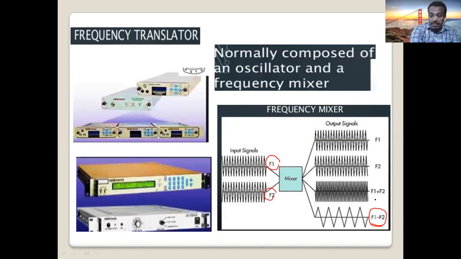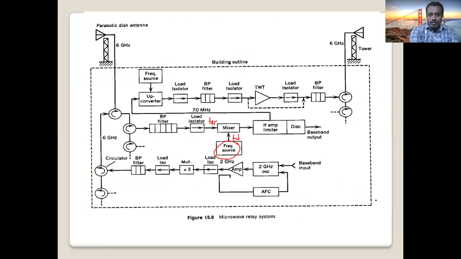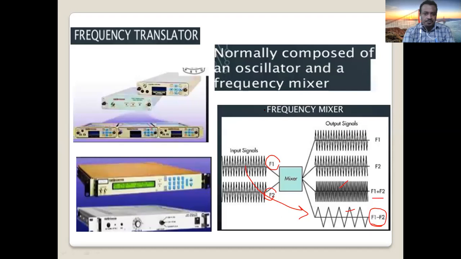For up converter, we take F1 plus F2, right? You see a higher frequency compared with F1 and F2. How about here? The carrier frequency is converted into a lower one. By mixing F1 and F2, we take F1 minus F2. So here, the IF output, FIF, the intermediate frequency, is equal to FRF minus F local oscillator. It is minus here. So this type of mixer we categorize as down converter mixers.